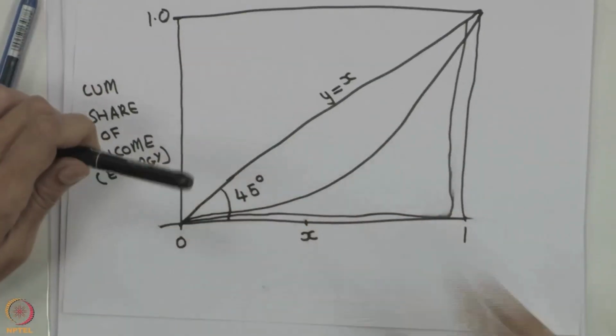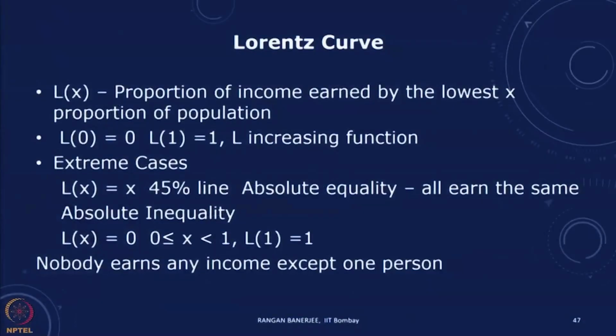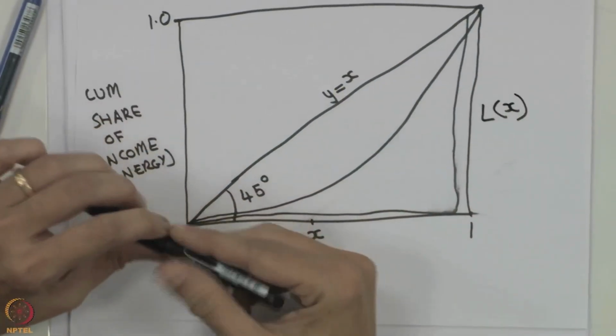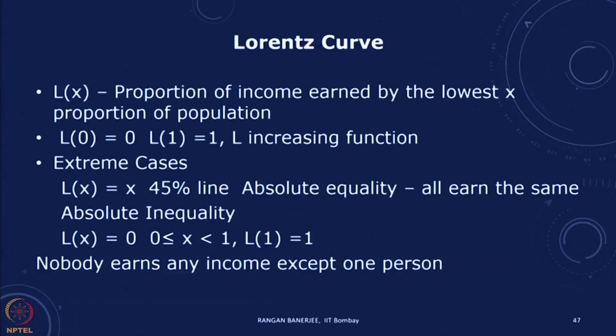And so, this curve that we have is called the Lorenz curve, and for the Lorenz curve, Lx is the proportion of the income earned by the lowest x proportion of the population. So, obviously, by definition L0 will be 0, 0% of the population will have 0% of the income, and L1 means 100% of the population will have 100% of the income. And since by definition this is a cumulative amount, this will be an increasing function.